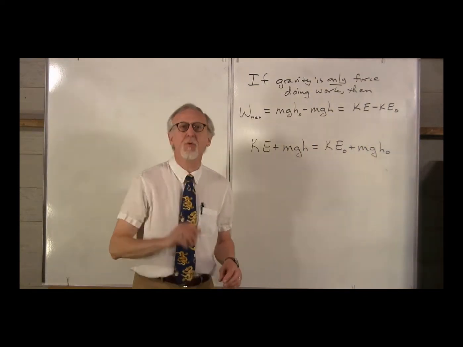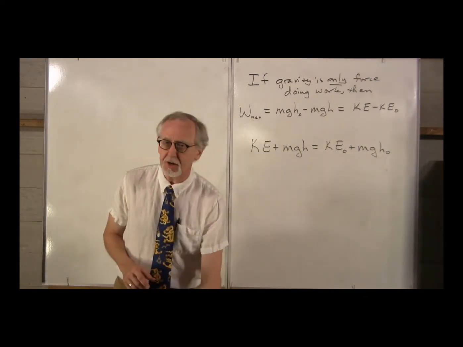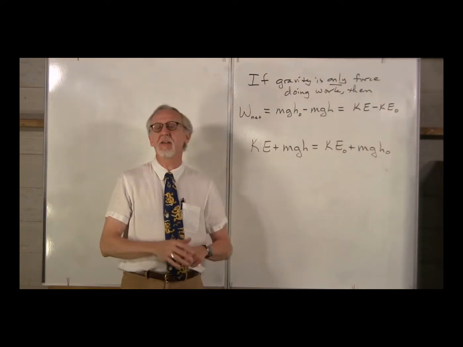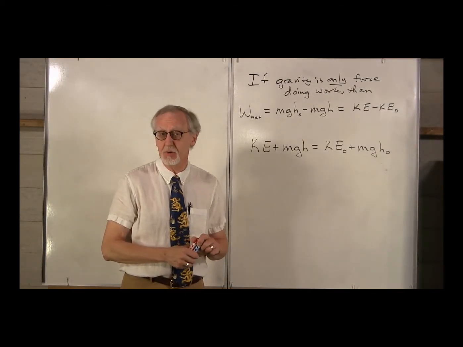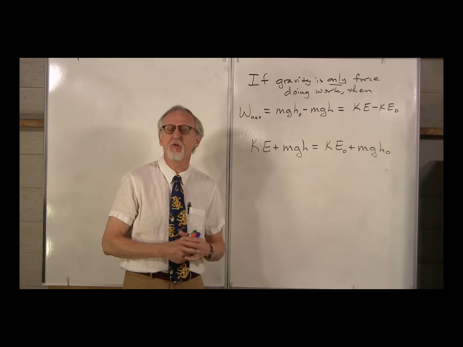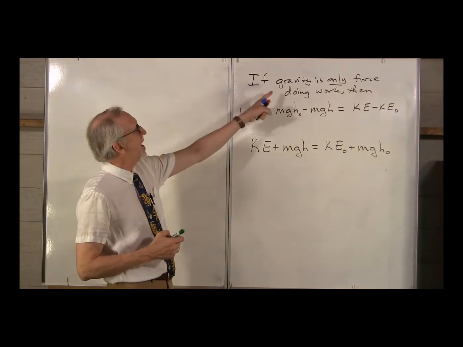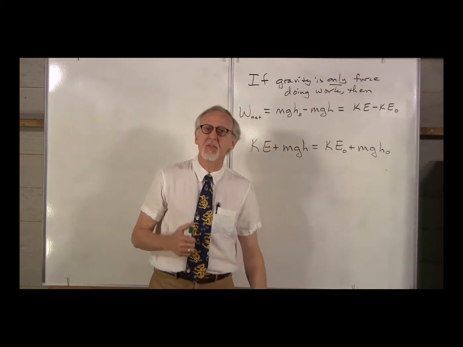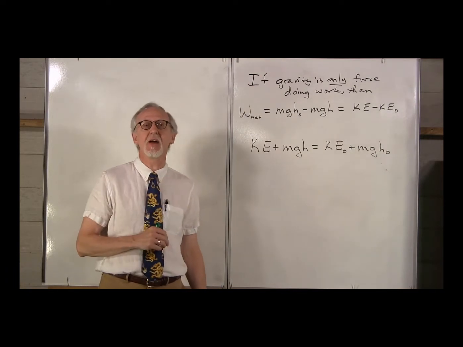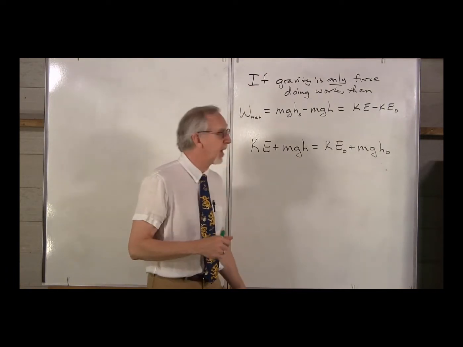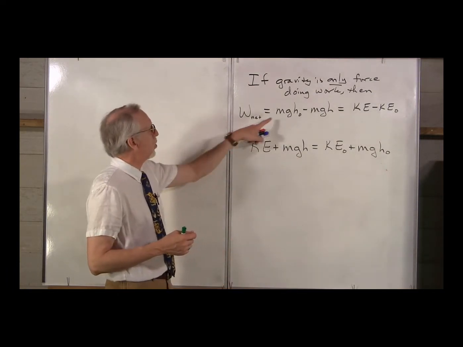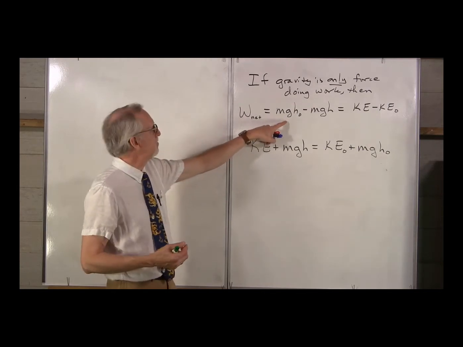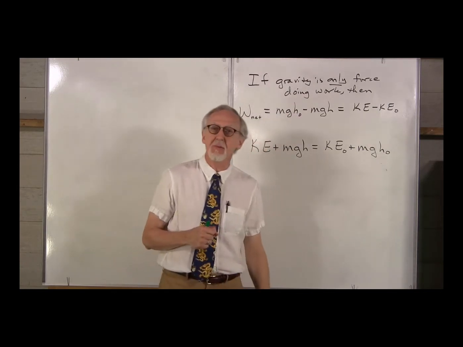Gravity is the only force doing work on the object. It could be on an incline as long as there's no friction acting on it, no friction doing work. So if gravity is the only force doing work, then the net work done on the object is the work done by gravity. In other words, the net work is, as we just calculated, mgh naught minus mgh.